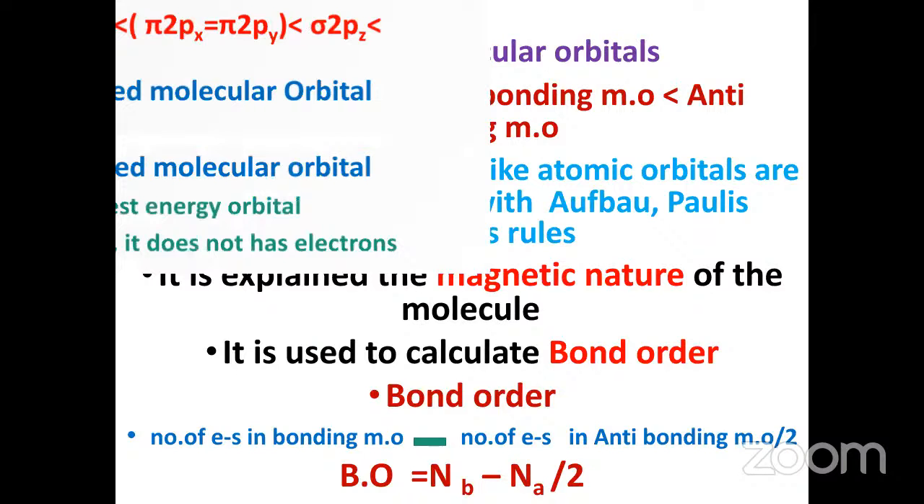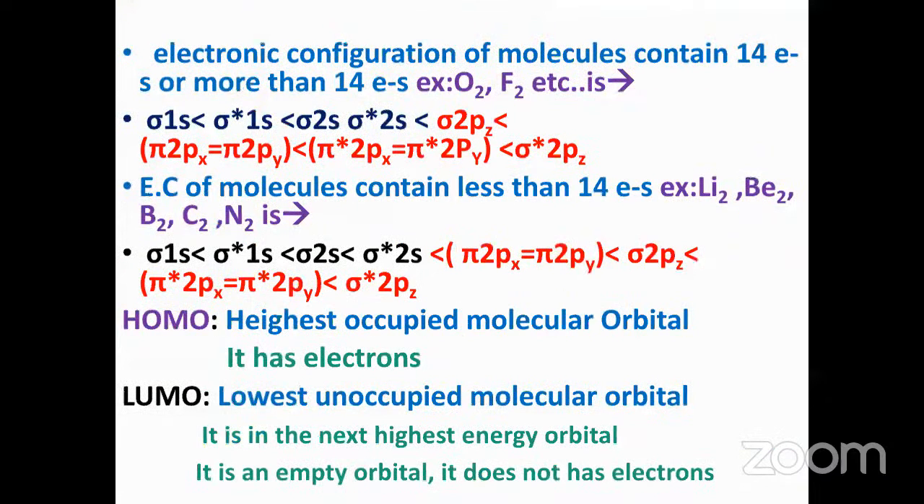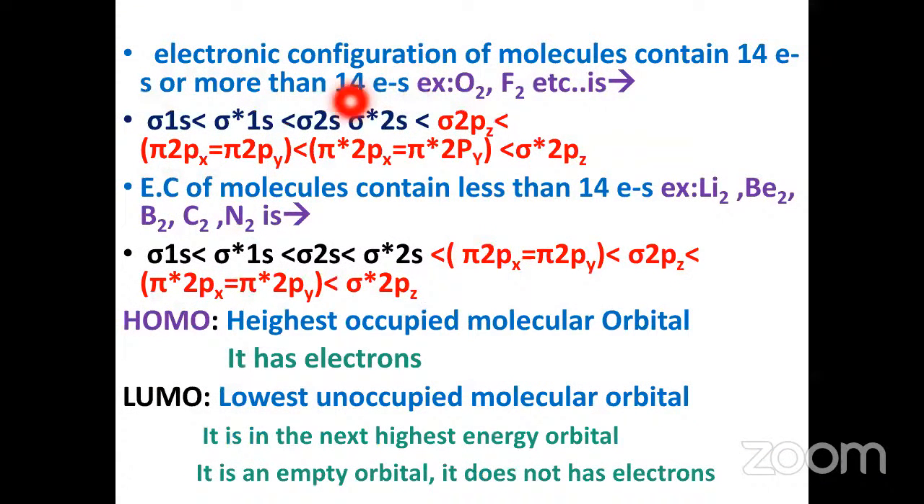Then how to write the electronic configuration of molecules? For molecules containing 14 electrons or more than 14 electrons, for example oxygen and fluorine molecules. The oxygen molecule has more than 14 electrons, and likewise the fluorine molecule also has more than 14 electrons. So this is the electronic configuration for molecules containing 14 or more electrons.